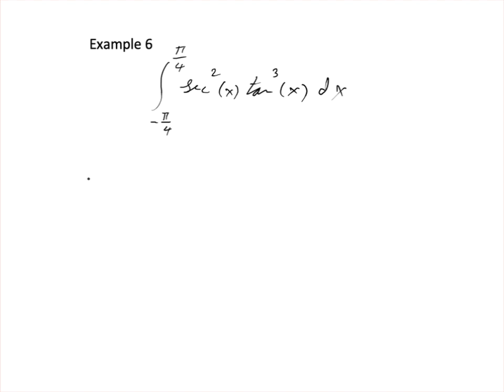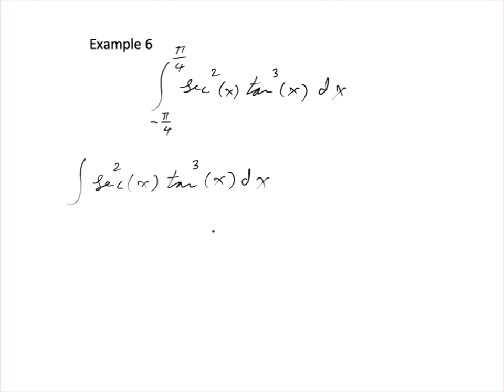First, let's treat this as an indefinite integral. So we're just finding the antiderivative of the given function, and then once we have that antiderivative, we use the fundamental theorem by plugging in the upper limit and then minus plugging in the lower limit.